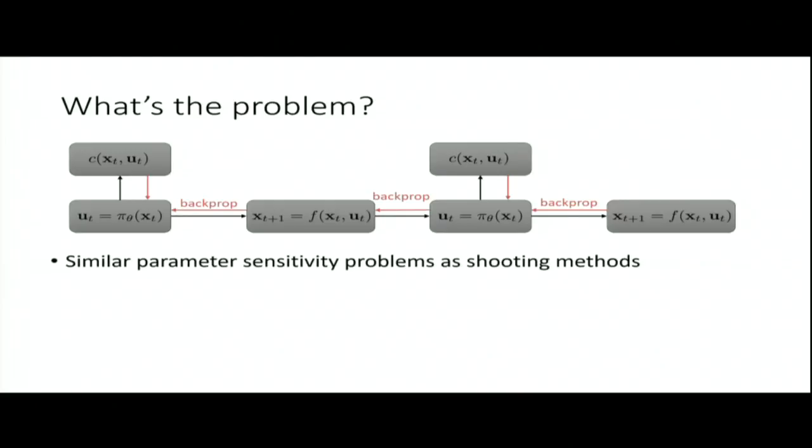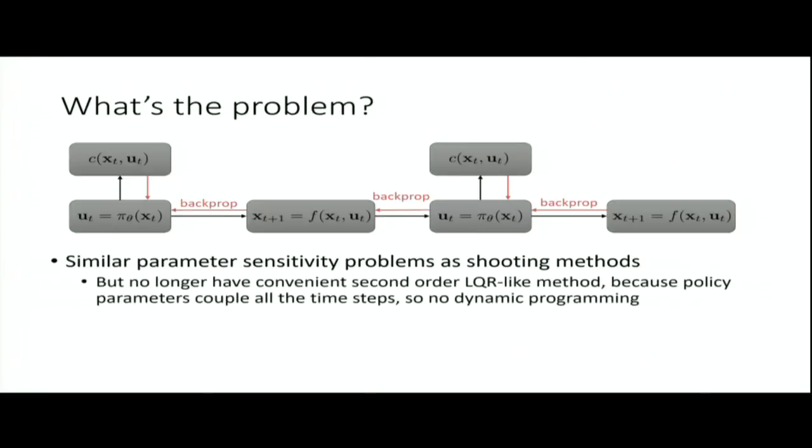When we talked about shooting methods for trajectory optimization before, one of the things I mentioned is that you could do gradient descent for optimizing trajectories. In practice, that doesn't work very well, and that's why we went through all that trouble of figuring out LQR and iterative LQR, which is basically a second-order method. It's basically Newton's method for trajectories. So for policy optimization, there is no longer a convenient second-order LQR-like method, because the policy parameters couple all the steps, so you can't do dynamic programming.